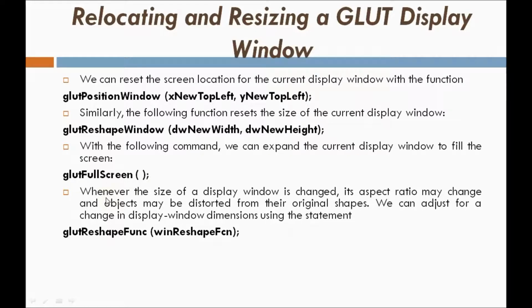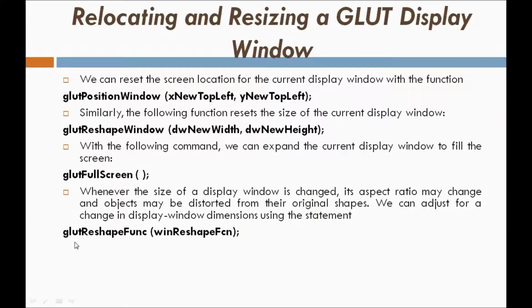And one more important thing, whenever the size of the display window is changed, its aspect ratio may change. When you resize the window, your object may be distorted, because when you increase the size, the quality of the object may be decreased. So the quality of the object may change. That's why, when you change the display window, you need to reshape your objects also, to display them properly.